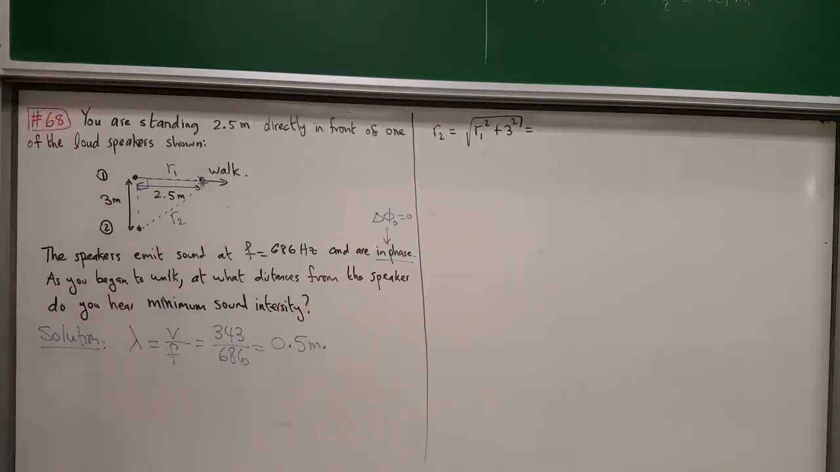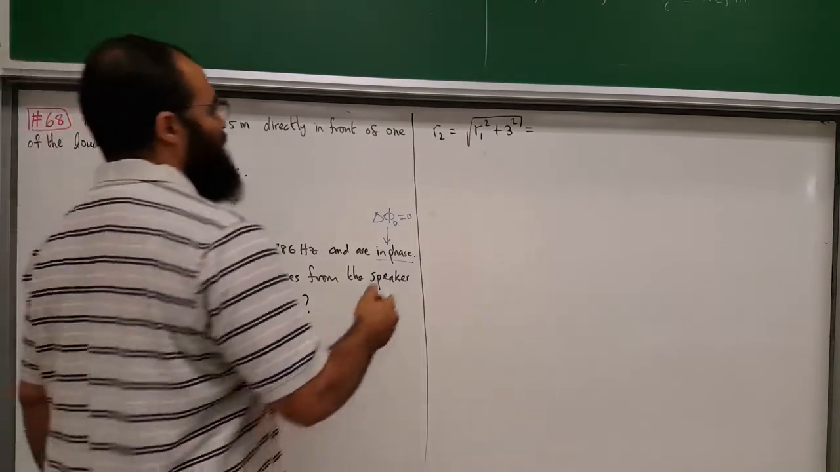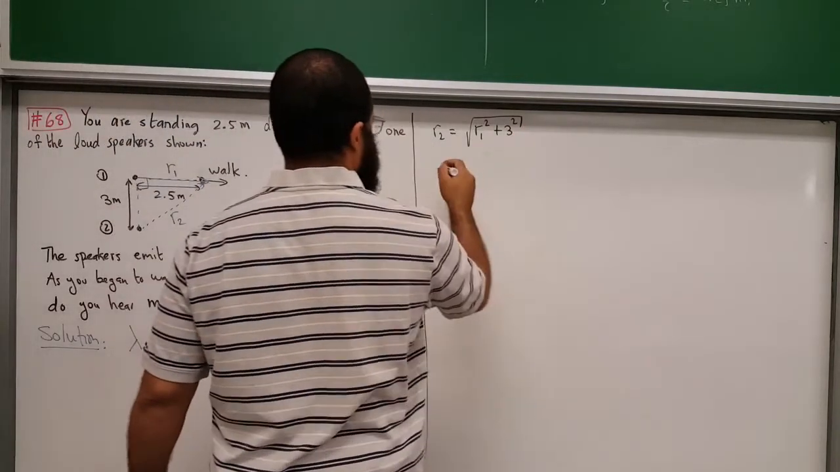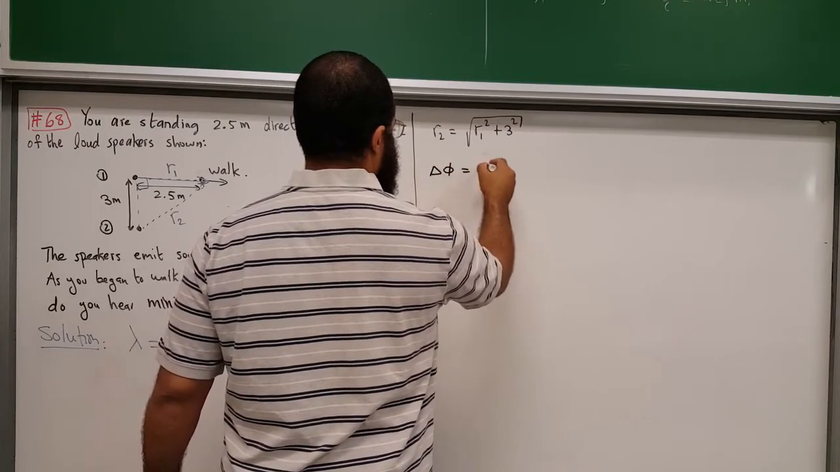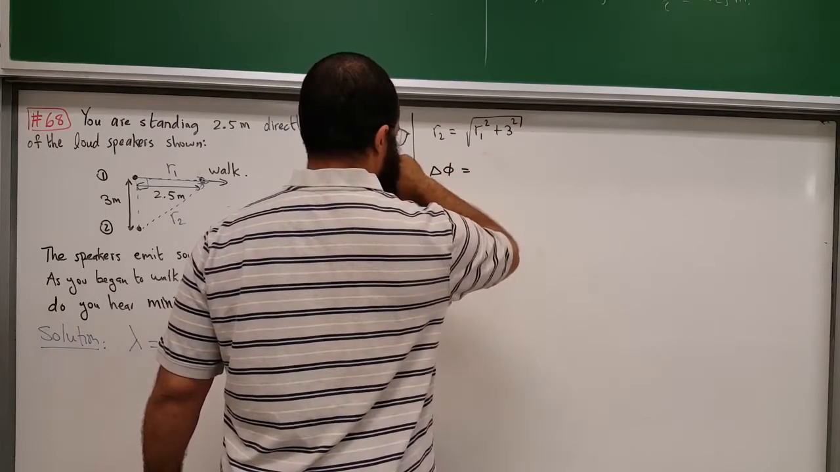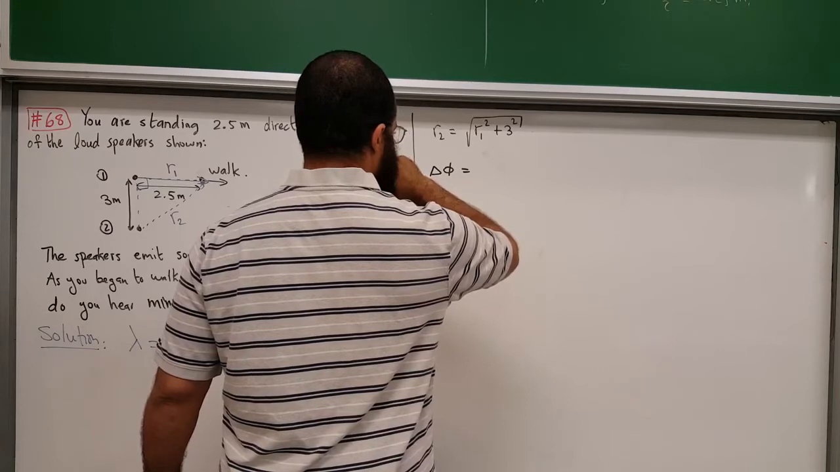And we got our wavelength. Okay? And so let me just leave that there. And I know that delta phi will equal to what?